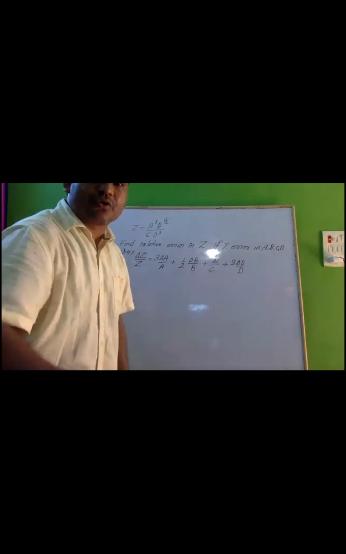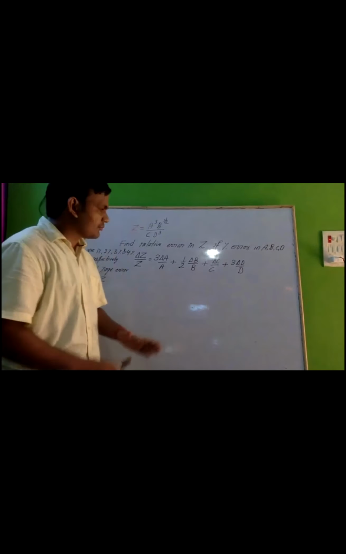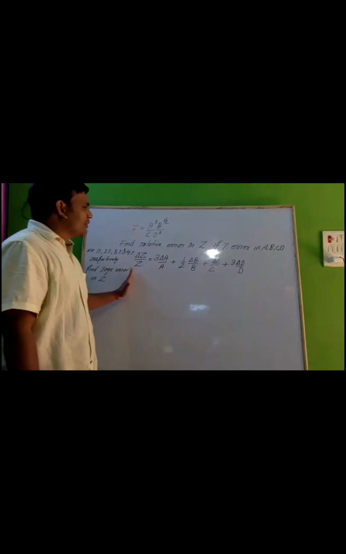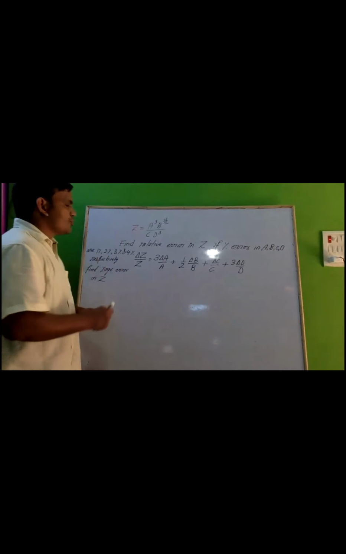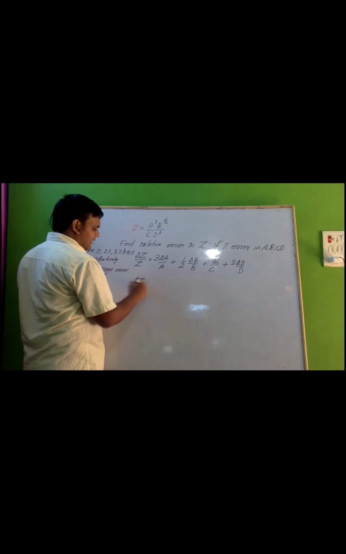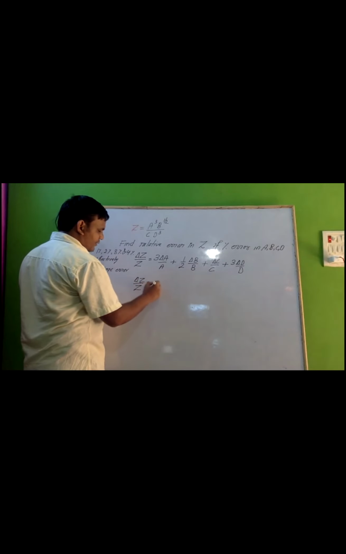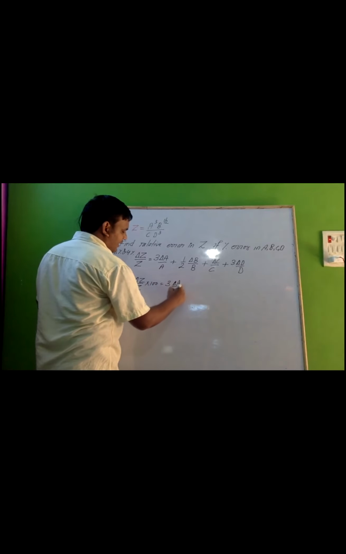So for finding out the percentage error in Z, what will you do here? You will just multiply this term by 100. Once you multiply with 100, this will become delta z by z into 100. So this will be 3 delta a by a into 100.